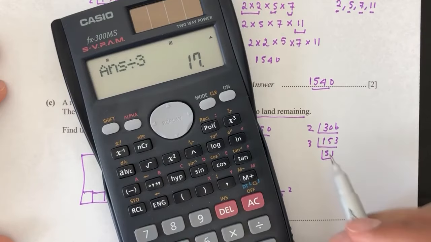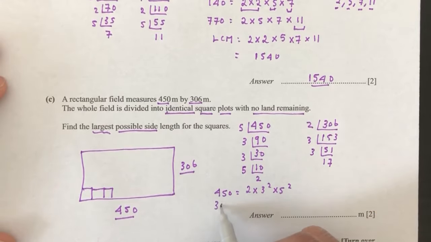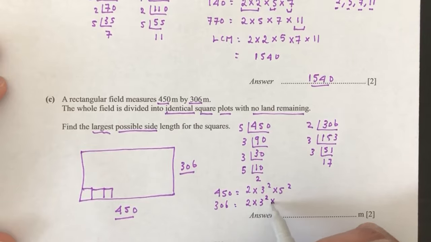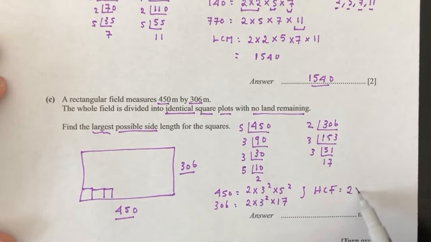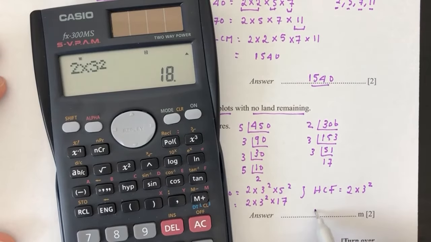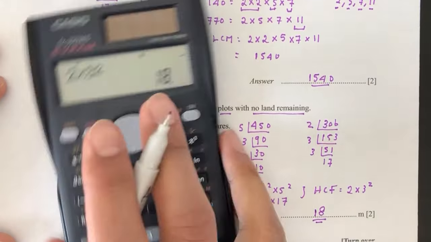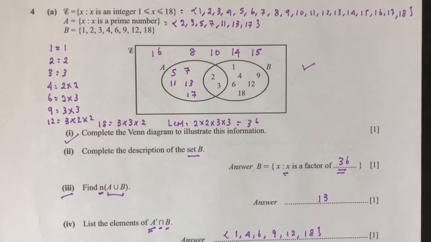Divide by 3, 17. So 306 will be 2 times 17. So what is the HCF of these two numbers? It will be 2 times 3 power 2. That will be 18. So your side needs to be 18 in this field. That is question number 4.